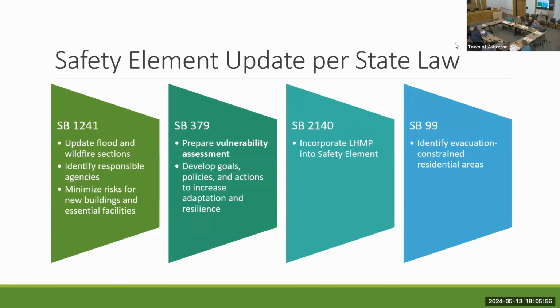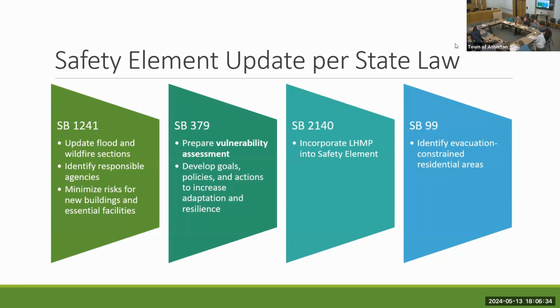SB 379 for the first time requires a safety element to have a vulnerability assessment prepared. The vulnerability assessment identifies assets within a community and more broadly, as well as any sort of particular risks that are associated with that area. From that, it then develops goals, policies, and actions to increase adaptation or resilience. And so what we're looking at tonight will actually help inform the vulnerability assessment that's currently underway.